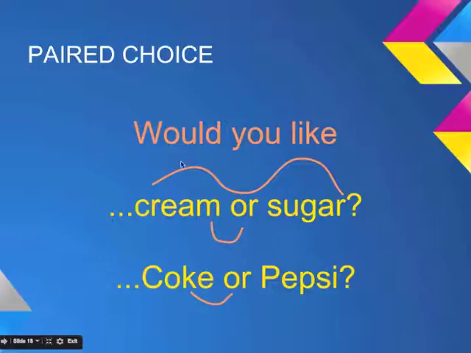But the idea is to listen to the intonation. So notice that both words will receive a fair amount of intonation. Of course, sugar and Pepsi might receive a little more because they're at the end of the sentence. But since both will get some kind of focus because they're both choices. So again, this particular paired choice sounds like they belong together.